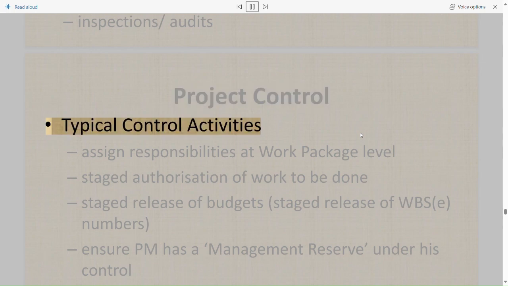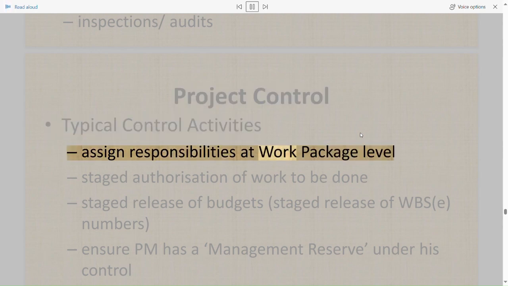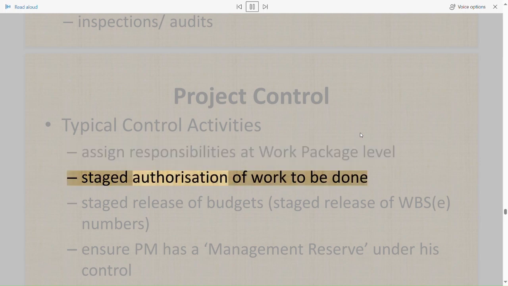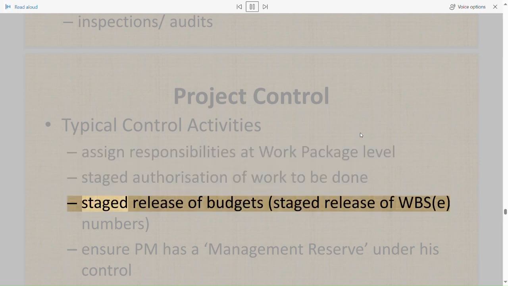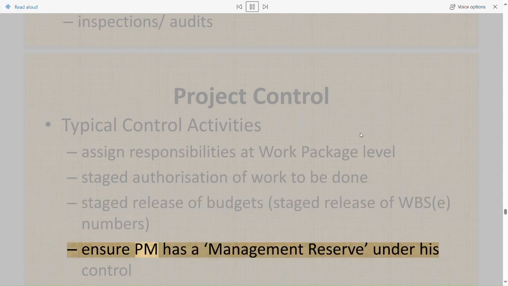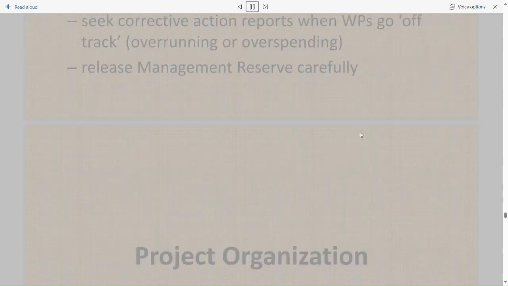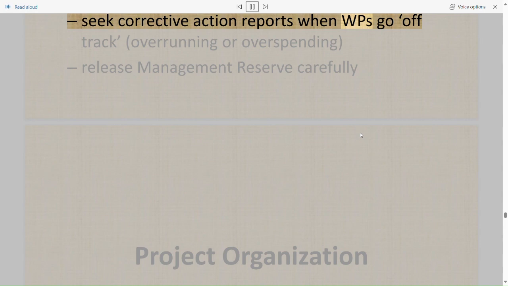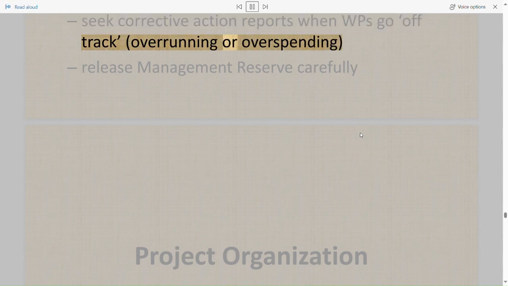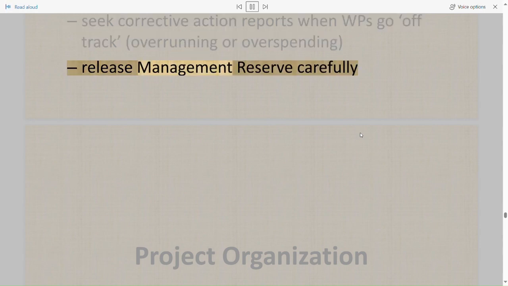Project control. Typical control activities: assign responsibilities at work package level, staged authorization of work to be done, staged release of budgets, staged release of WBS numbers, ensure the PM has a management reserve under his control, seek corrective action reports when WPs go off track, overrunning or overspending, and release the management reserve carefully.